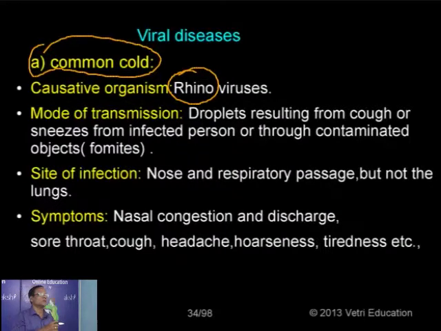Almost all viral diseases, almost all respiratory diseases, are transmitted mainly through droplet infection and also through fomites. So droplets result from coughing and sneezing by the infected person, or transmission occurs through contaminated objects, the fomites. Then which part is affected? The site of infection is mainly the nose and the respiratory tract, the nasal chamber, but the lungs are not affected in the case of common cold.